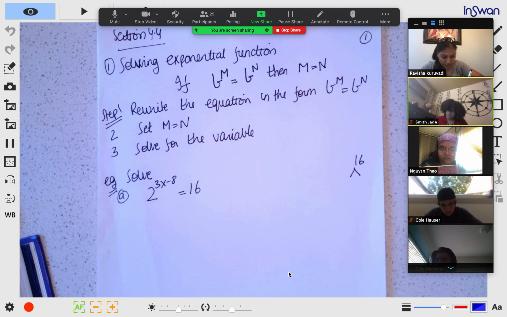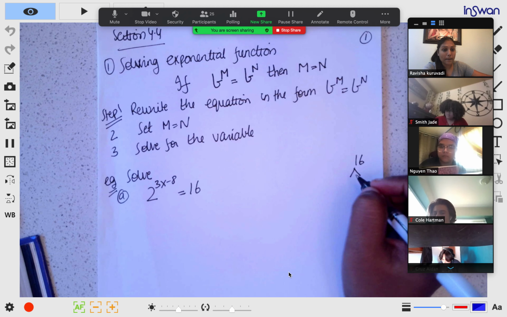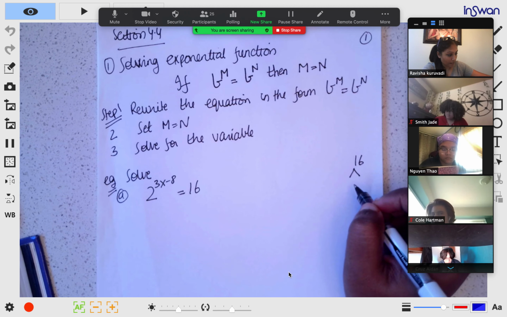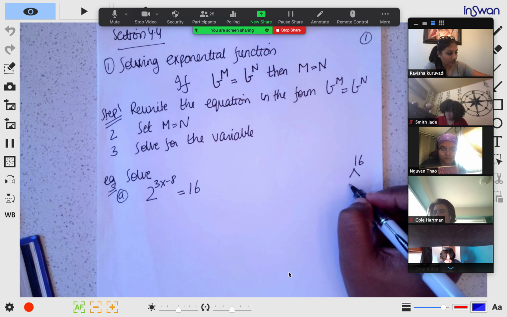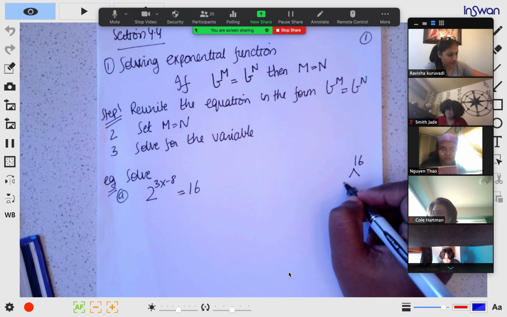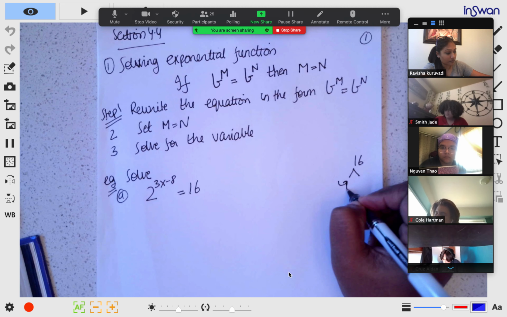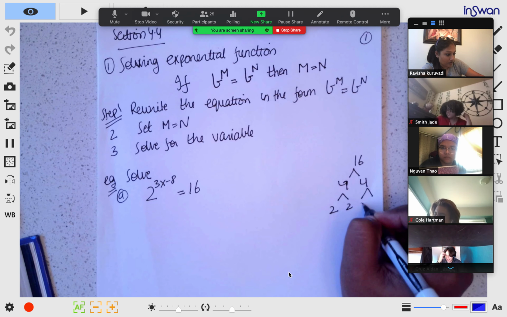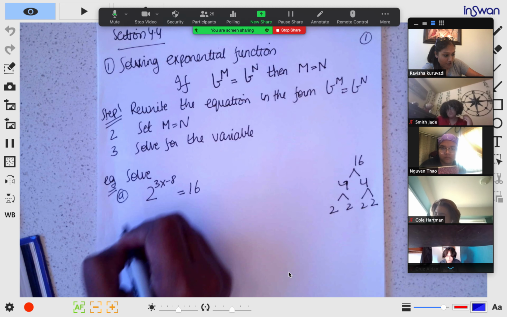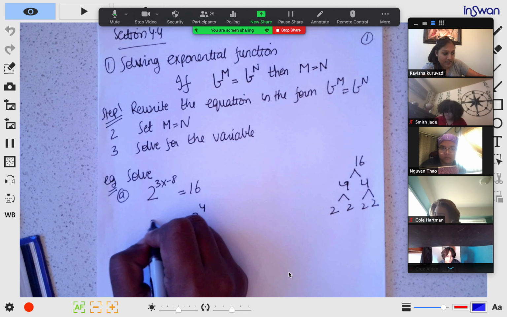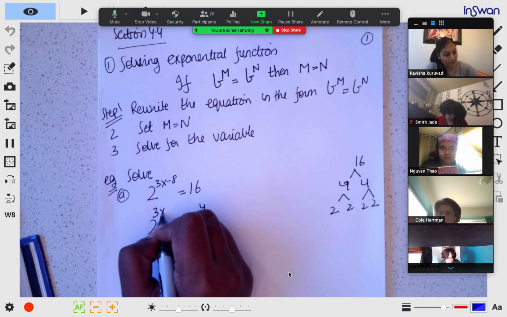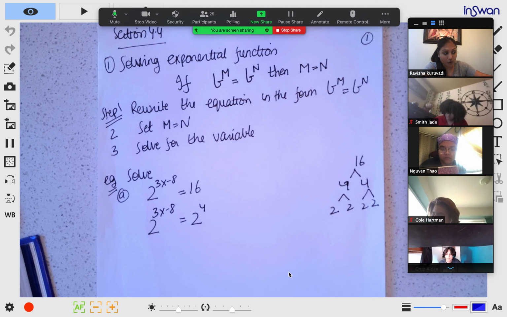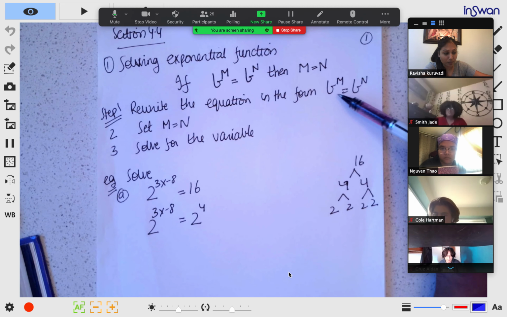Sean? What are the factors of 16? 4 and 4. 4, 4 you're saying. Okay, then? 2, 2, and then 2, 2 on the other side, so basically 2 to the power of 4. Correct. So you got 2 to the power of 3x minus 8 is equal to 2 to the power of 4. That's the first step. Rewrite the equation in the form b to the power of m is equal to b to the power of n.